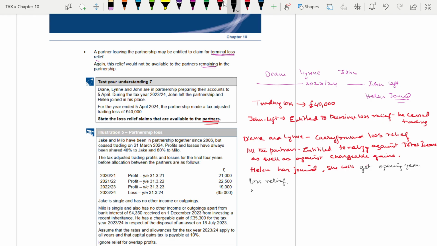Whereas Diana and Lini will not get either special opening loss relief or terminal loss relief. Are you clear about this?